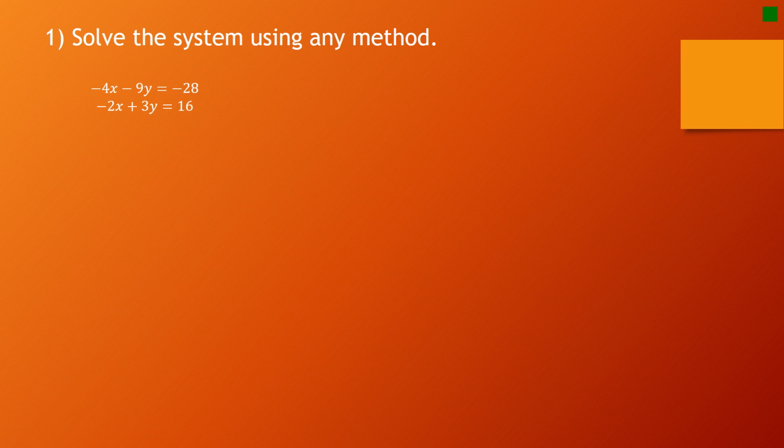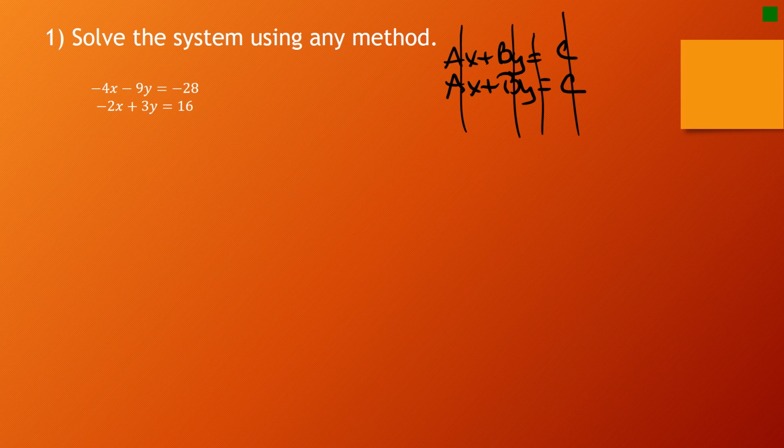Okay, here we go. This one, here's what I'm looking for. When I look at this, I'm looking: are they in standard form and are they matched up? X over X, Y over Y, equal over equal, number over number. XX, YY, equal, number. And that is true for this. So when that's true, I'm going to use elimination. Bring up the -2, bring down the opposite, so bring down 4.